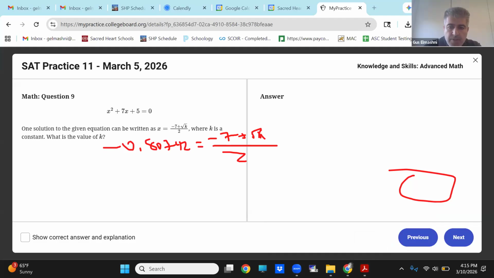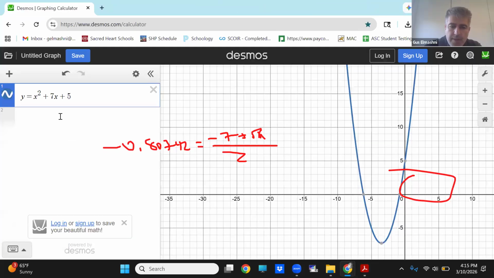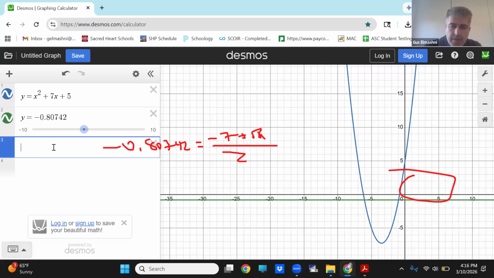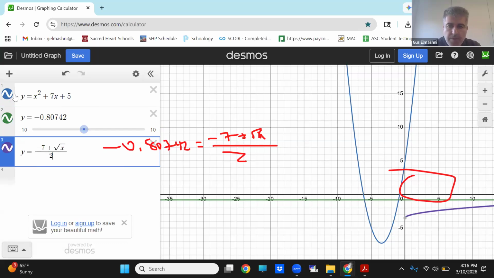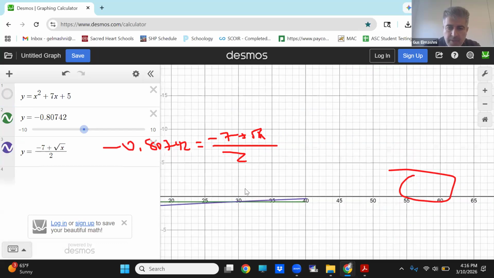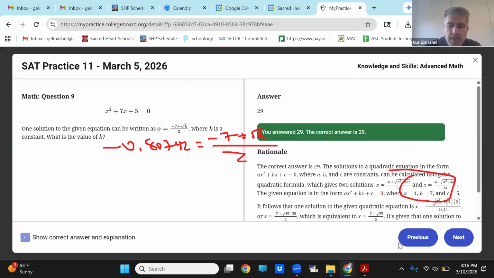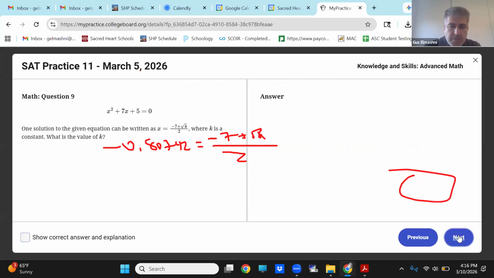But what you could also do is, again, use Desmos, where you can graph y equals negative 0.80742, and then graph y equals -7 plus root k over 2, using x as k. And I'll turn off the first graph. You want to see where they touch. So you keep sliding. Looks like they touch somewhere over here. That's pretty close to 29. So that's going to be 29 for that answer. And again, it's just quad form, but you can just use Desmos to help you with that.